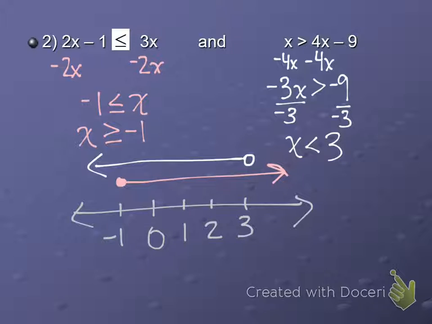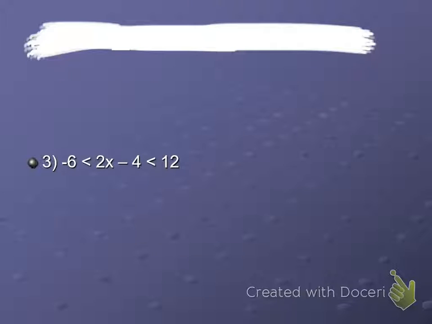But I only want where those graphs will overlap each other. Okay, so I only want this part in between. So I am going to put an open circle or point at 3. I am going to put a closed point or circle at -1. And then I am only going to shade in between them. Looks a little bit different this time.